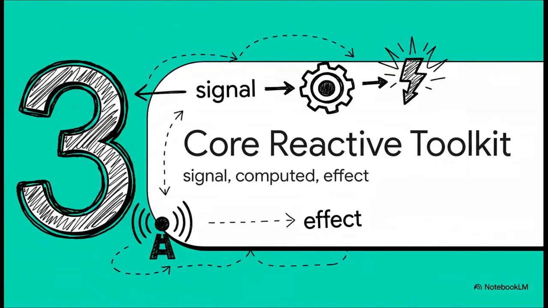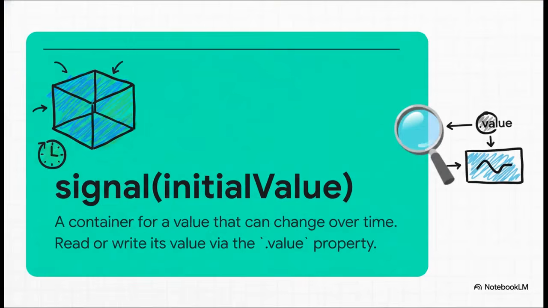To really get started, you only need to wrap your head around three core building blocks. These three functions, signal, computed, and effect, are pretty much all you need to handle almost any kind of app logic you can think of. Let's break them down. First up, we have the most basic unit of them all, the signal. You can just think of it as a box that holds a value. That's it, a value that can change. The key thing to remember is you always interact with it using the .value property.